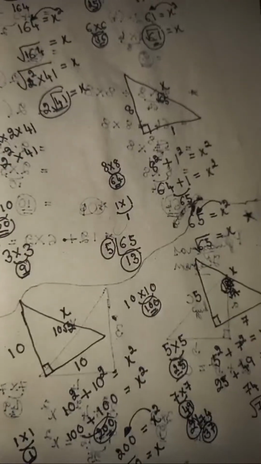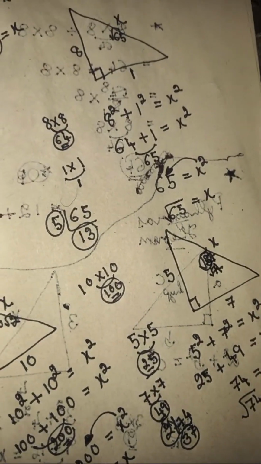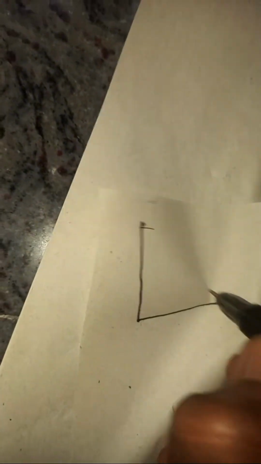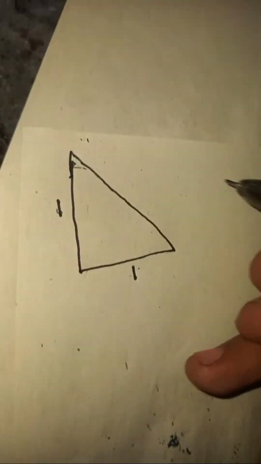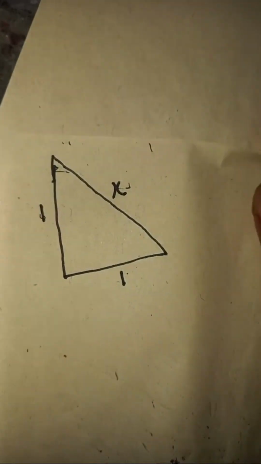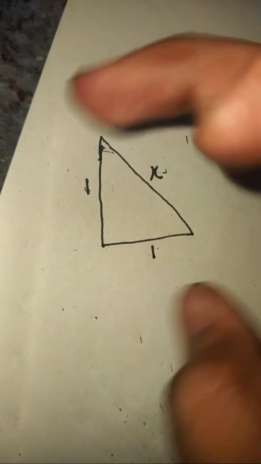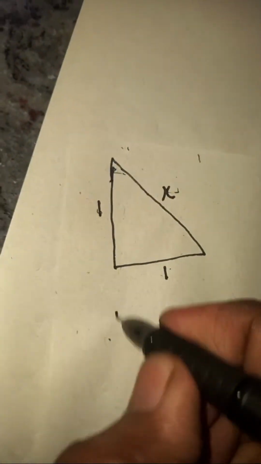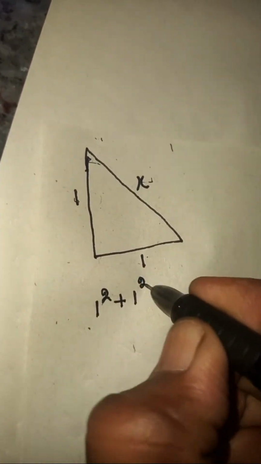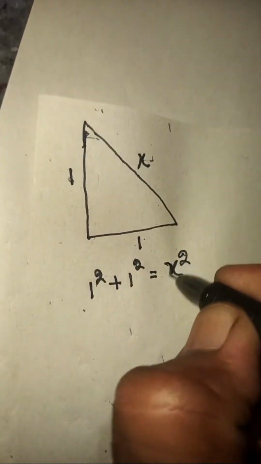Now I'm going to take one more problem, but this time it's the last problem. Take this one. In this triangle they have given this side as 1 unit, and this side as also 1 unit. What's the length of the hypotenuse? Here also this side square plus this side square equal to hypotenuse square. 1 square plus 1 square equal to x square.